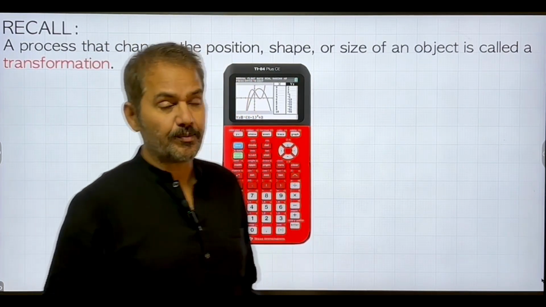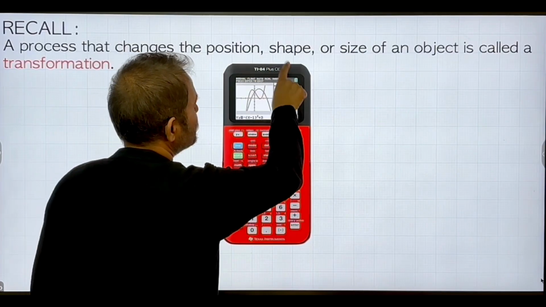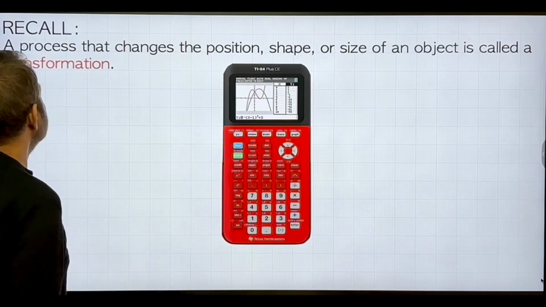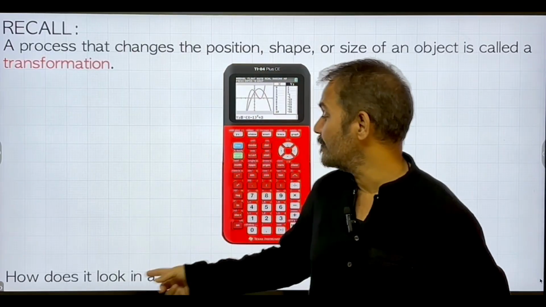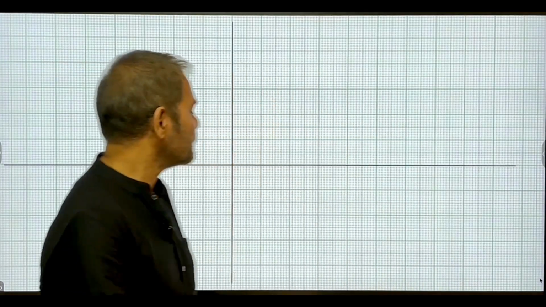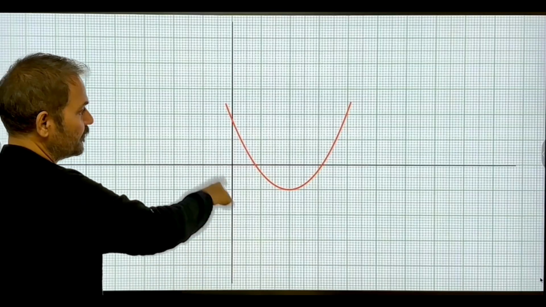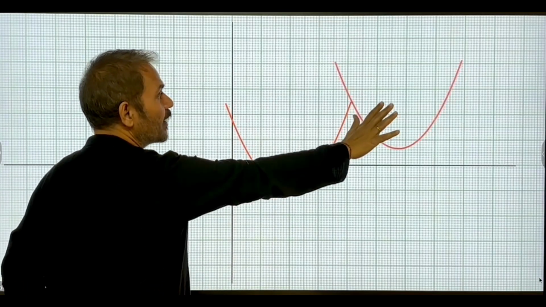We call them transformations. In a transformation, position, shape, or size of an object may change. Right? Now, how does it look in a maths class? So let's observe it in a mathematics class. Let's say you have a curve. It is a simple quadratic curve. Maybe this curve can move onto the right hand side.